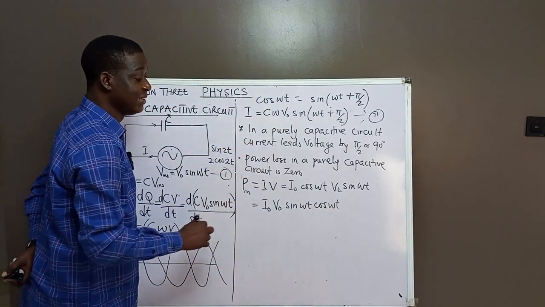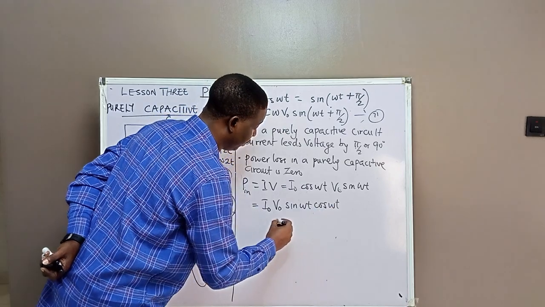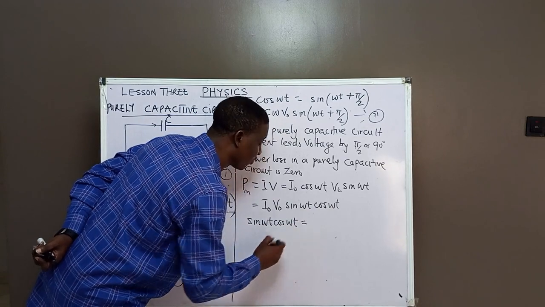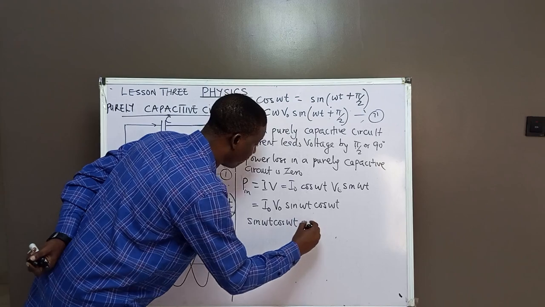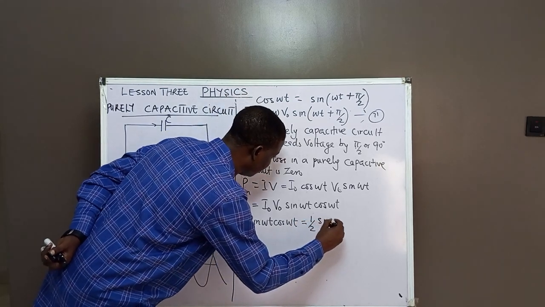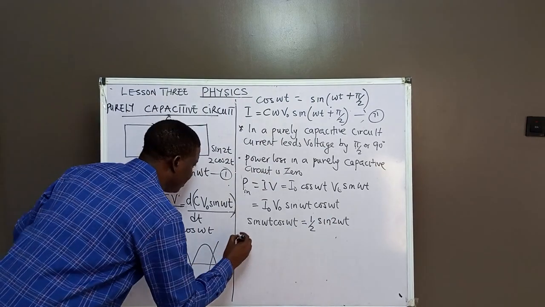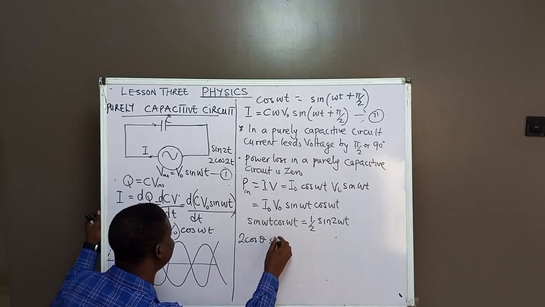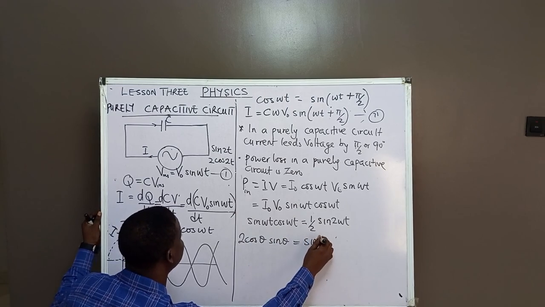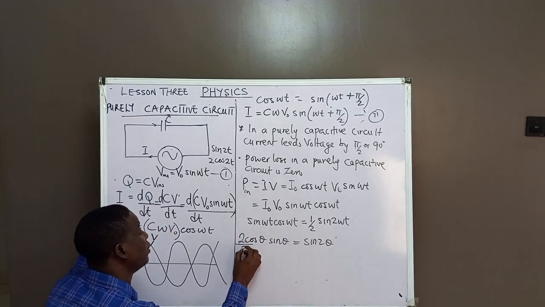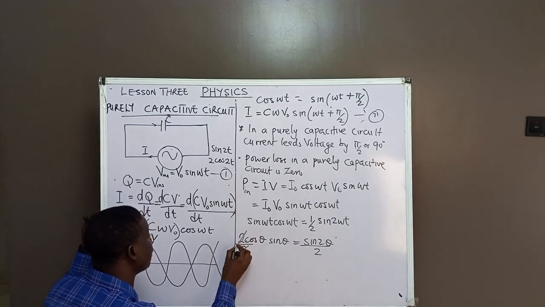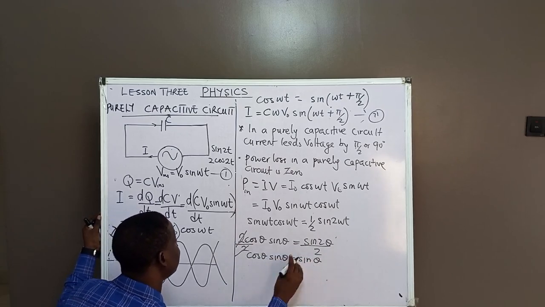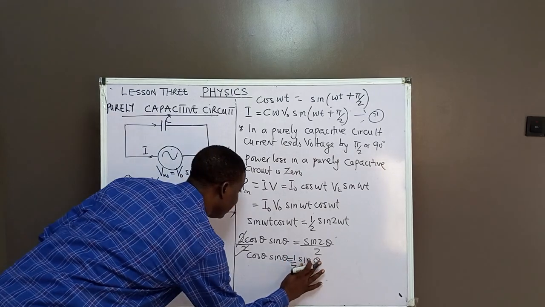Now please don't forget, sin ωt cos ωt is the same as half sin 2ωt. Recall that 2 cos θ sin θ is equal to sin 2θ. If you don't remember, if you divide both sides by 2, this one cancels this one. We have cos θ sin θ equal to sin 2θ, then 1 over 2.